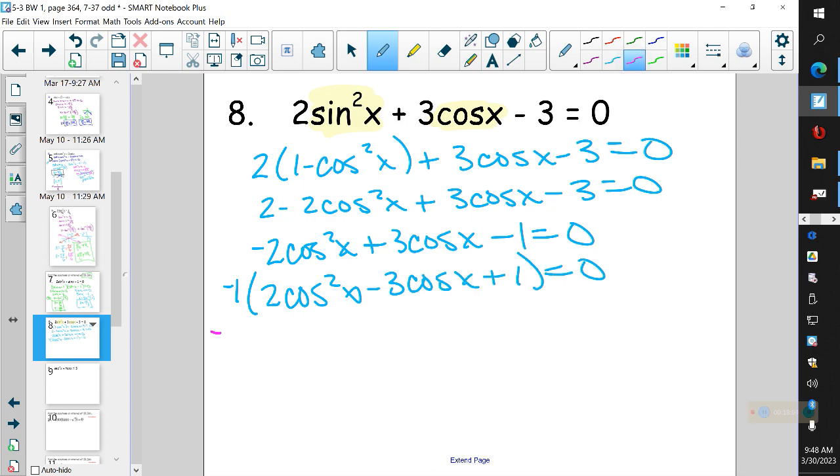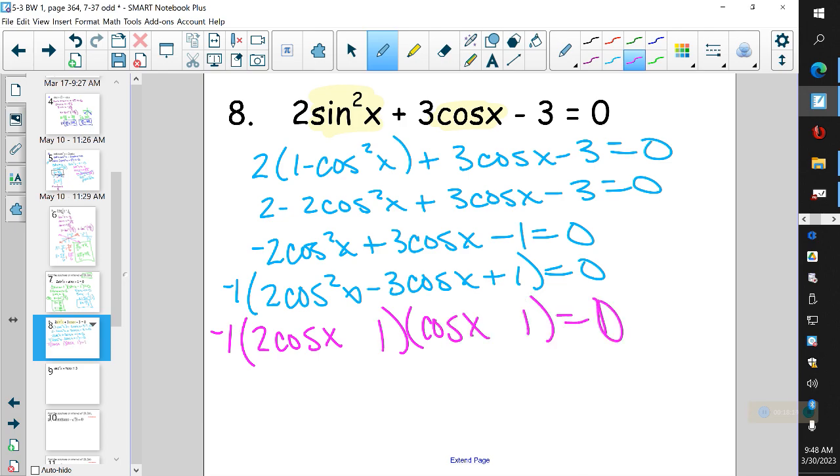And then I factor. That negative 1 really is not necessary, but I'm putting it there so that you understand that I did not drop it. I carried it along throughout the entire problem. Okay? So I need to have a negative 1, I need to have a negative 3, so they both need to be negative, but I need a positive 1.